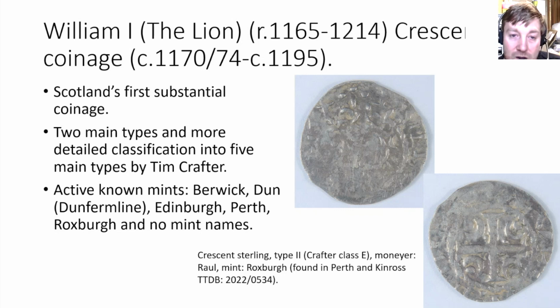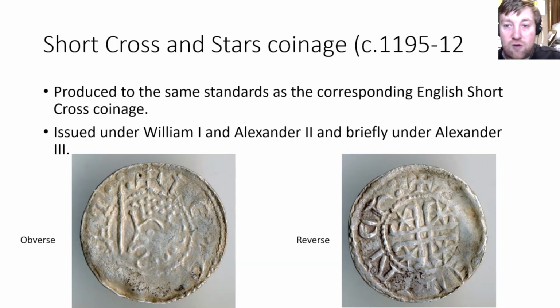But now we move on to William's main type, which is the short cross and stars coinage. It was introduced in circa 1195 and ran right the way through to 1250. And this is quite a landmark in the history of Scottish coins, as for the first time, conformity was reached with the corresponding short cross coins of England.